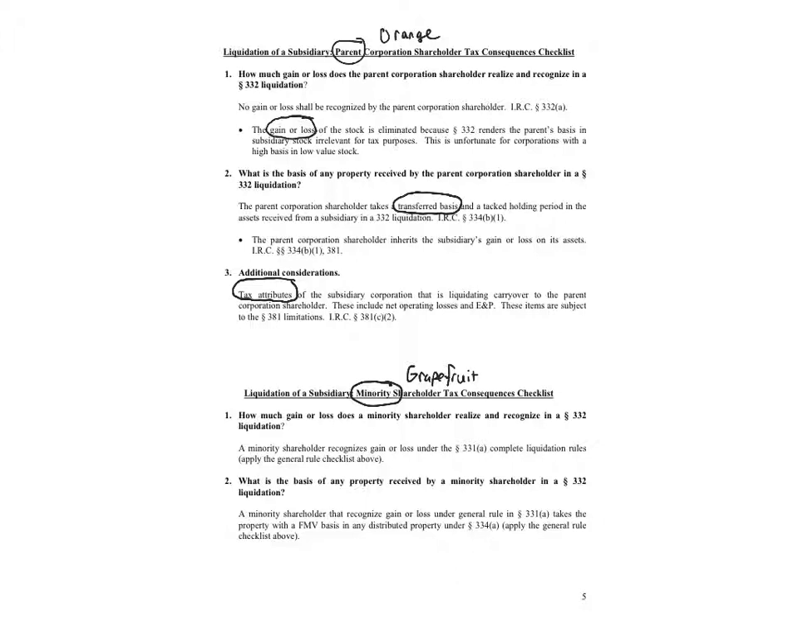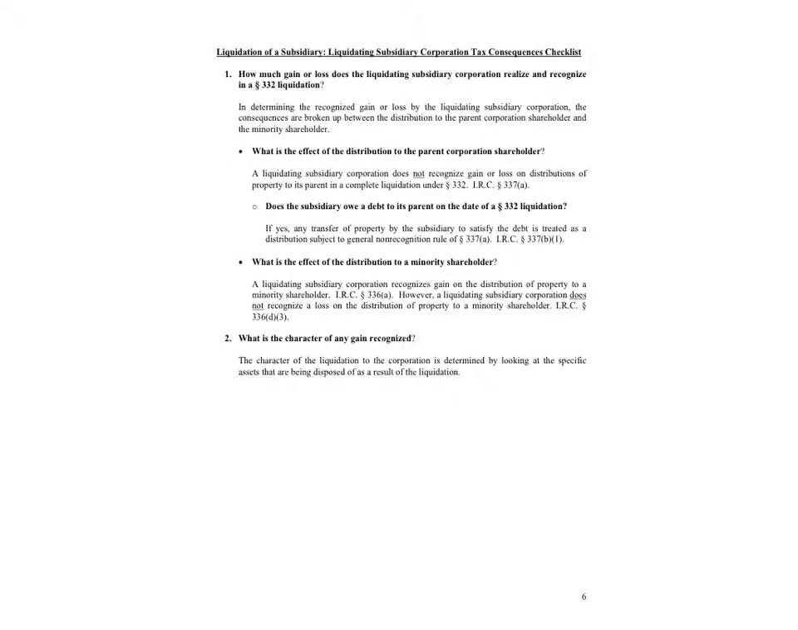What about the minority shareholder? This one's easy. It's just like the general rule for shareholders. They have to calculate the gain or loss they would have to recognize as normal. So that leaves us with the consequences of the subsidiary.